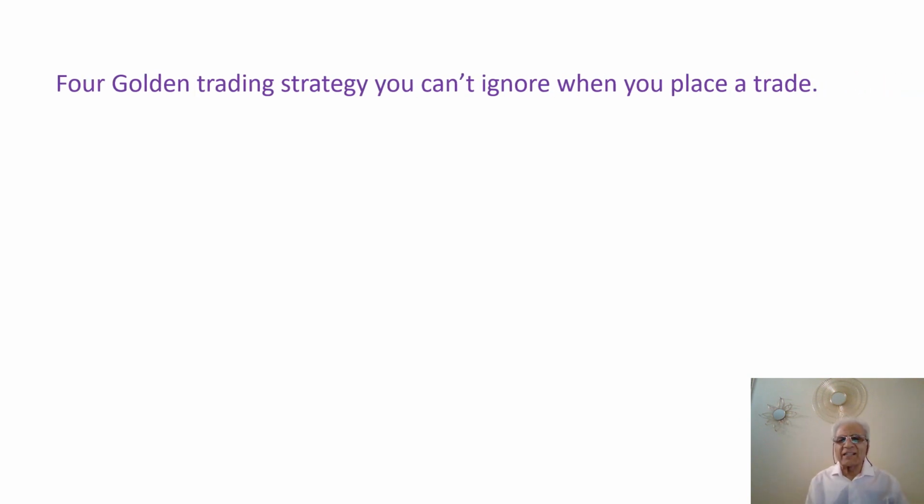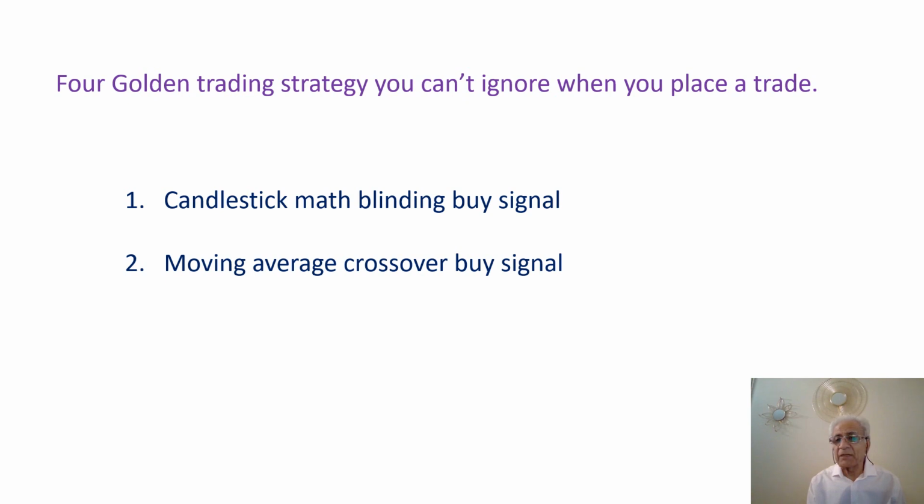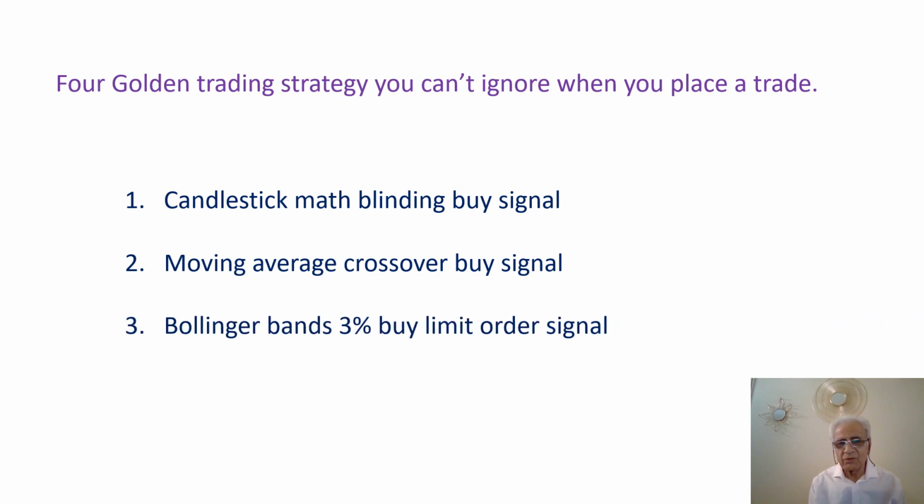4 golden trading strategies you can't ignore when you place a trade. In a trending market, these 4 golden trading strategies will improve your profit drastically if followed properly, and they are as follows. Number 1, candlestick blending buy signal. Number 2, moving average crossover buy signal. Number 3, Bollinger Band 3% buy limit order signal. And finally, number 4, MACD crossover buy signal.